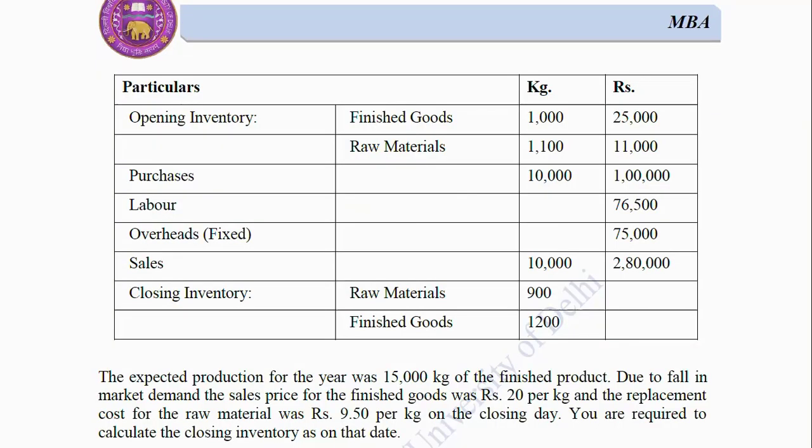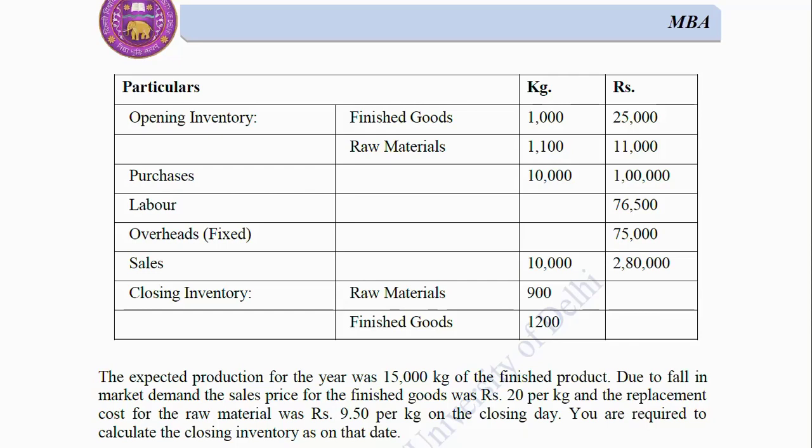Now consider the example. We have first particulars, then quantity in kg and rupees. Opening inventory finished goods of 1000 kg, amount is 25,000 rupees. Raw material of 1100 kg, amount is 11,000.